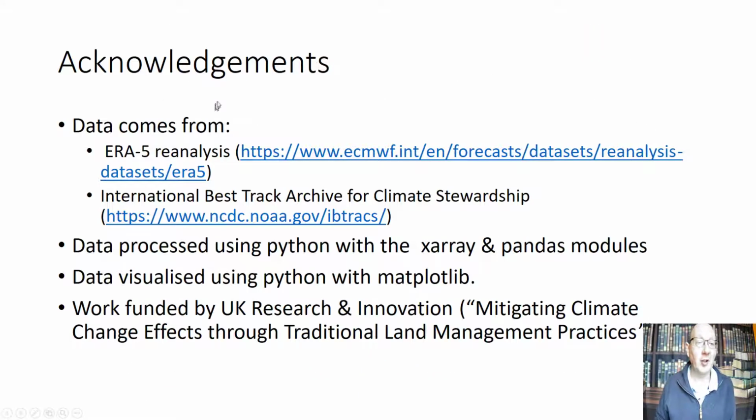I'd like to acknowledge where the data comes from. The data came from the ERA5 reanalysis. You can get it at the ECMWF website, under datasets, reanalysis datasets, ERA5. And the tropical cyclone track data comes from the International Best Track Archive for Climate Stewardship, IBTrACS. I processed the data using Python with the xarray and pandas modules. I recommend both. I visualized it using Python with Matplotlib, and the work was funded by UK Research and Innovation, mitigating climate change effects through traditional land management practice.